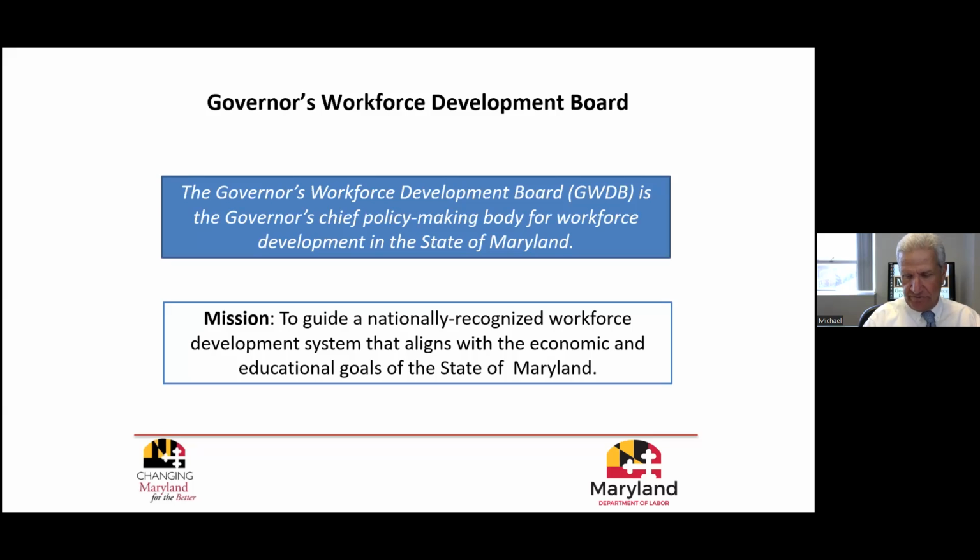The board and partners serve as ambassadors and connectors for the workforce system, sharing information with their local area or industry groups. And the mission of the board is to guide a nationally recognized workforce development system that aligns with economic and educational goals for the state of Maryland. Next slide, please.